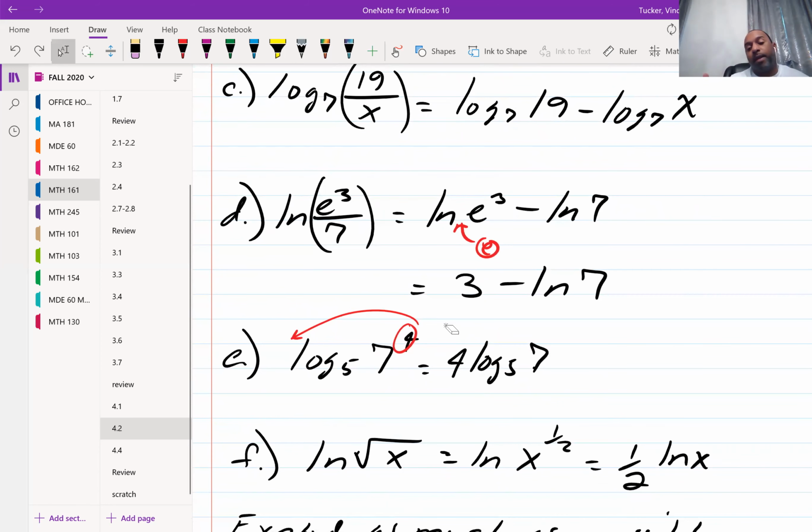And then for the last one, the same thing happens here. We recognize that this square root is the same thing as 1/2 as an exponent. So I just rewrote it as natural log of x to the 1/2. And then for the power rule, bring it down front. And that's 1/2 natural log of x.